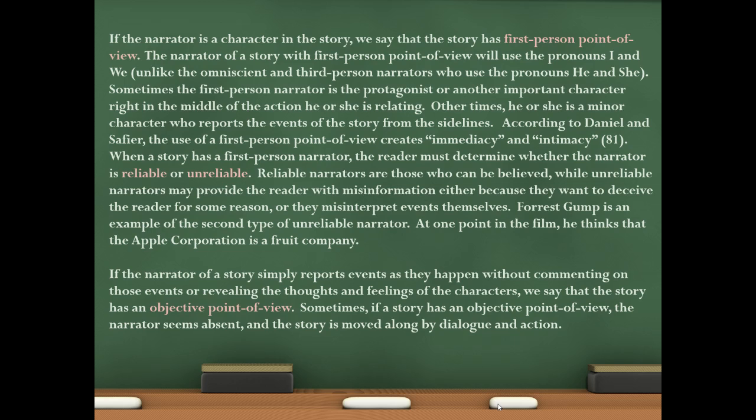So Forrest Gump, for example, is an example of the second type of unreliable narrator. At one point in the film, he thinks the Apple Corporation is a fruit company. So Forrest Gump will relate things, and you can't always believe exactly what he says just because of the way that he misinterprets events in his life. Other unreliable narrators will want to deceive the reader on purpose.